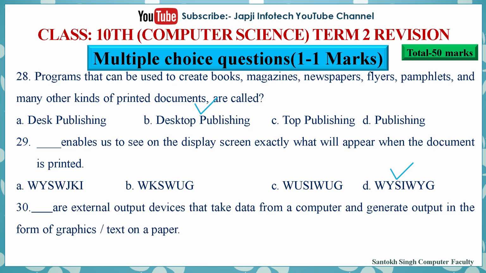And 30th one is dash are external output devices that take data from a computer and generate output in the form of graphics or text on a paper, and your options are frame, printer, font, and the last one is plotters. And the right answer is printers are external output devices that take data from a computer and generate output in the form of graphics or text on a paper.